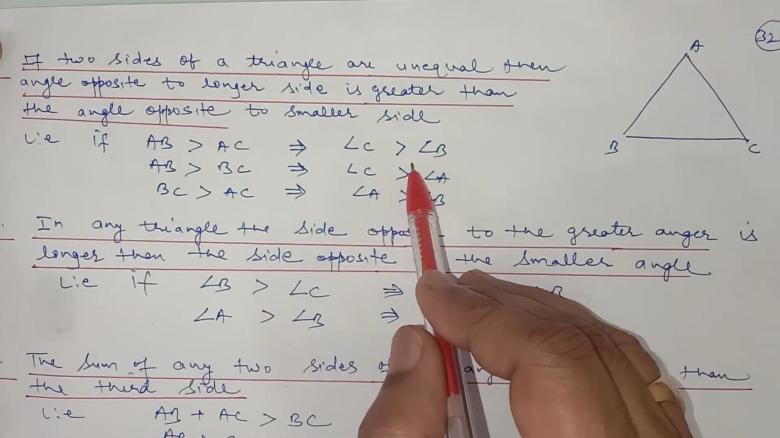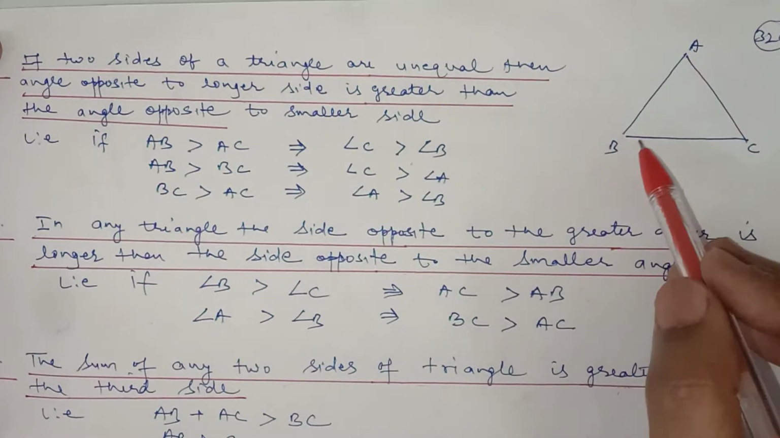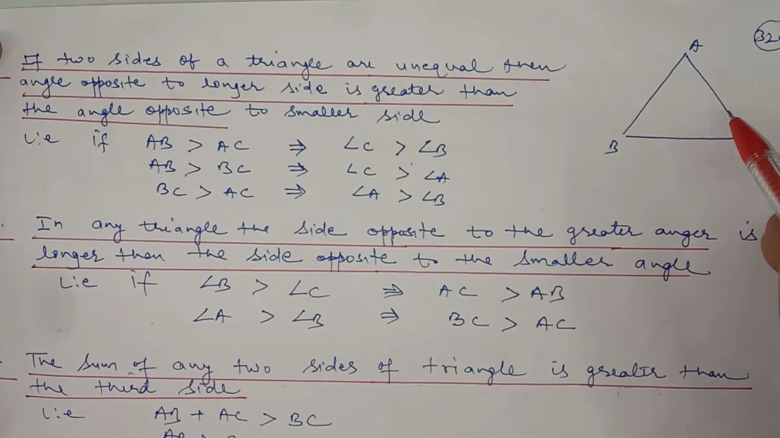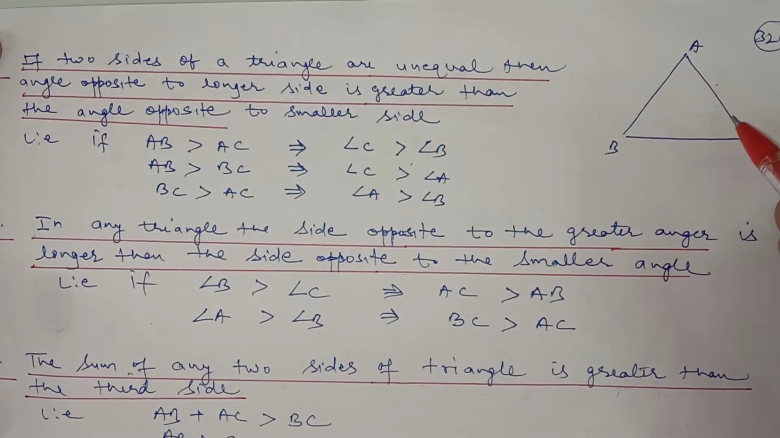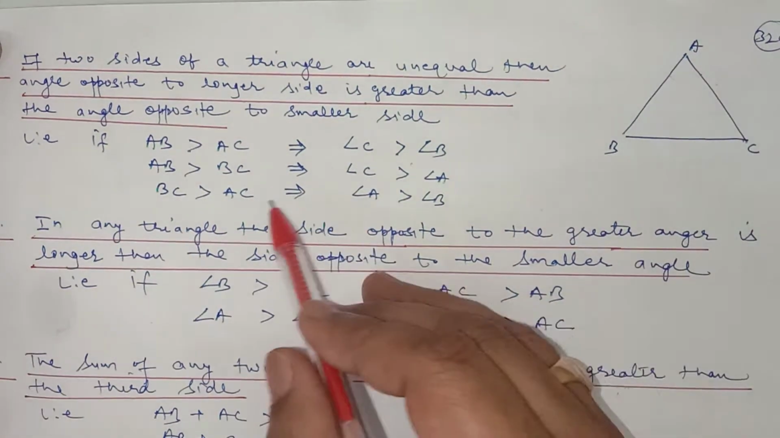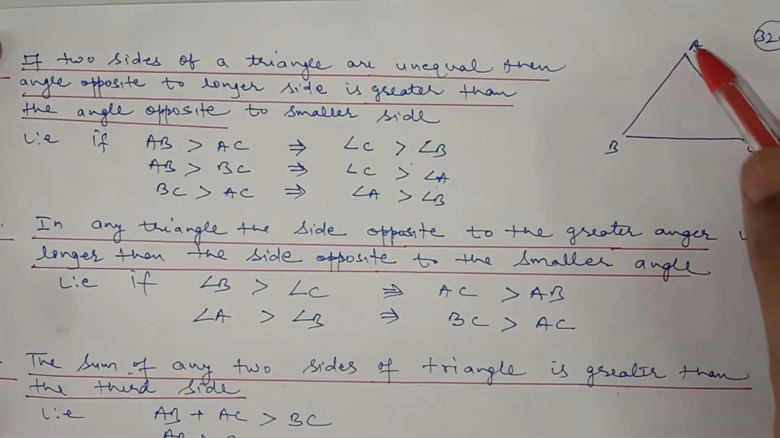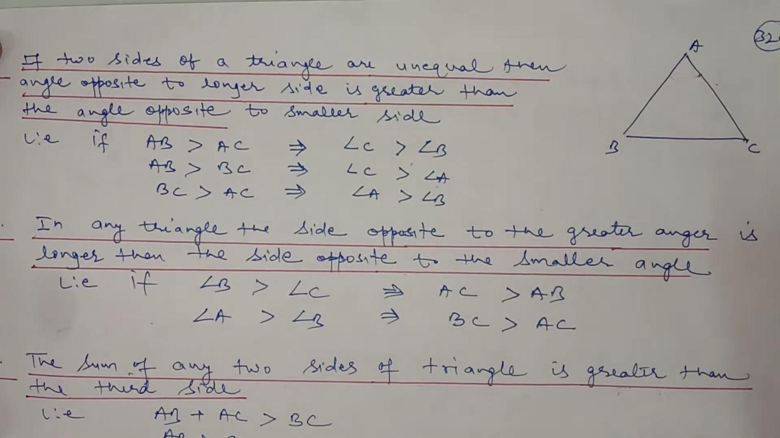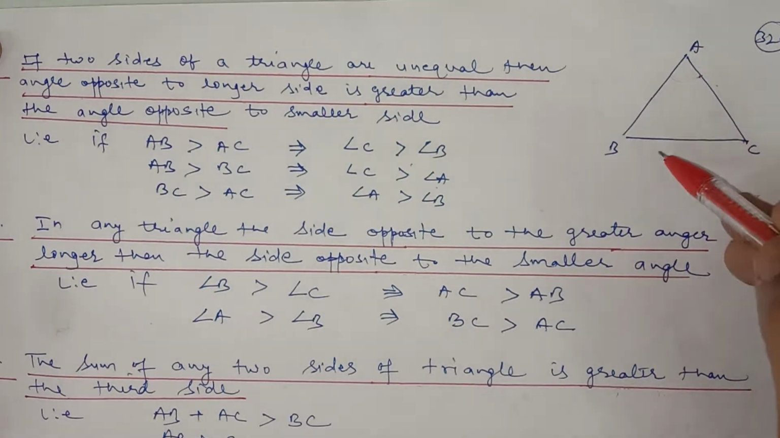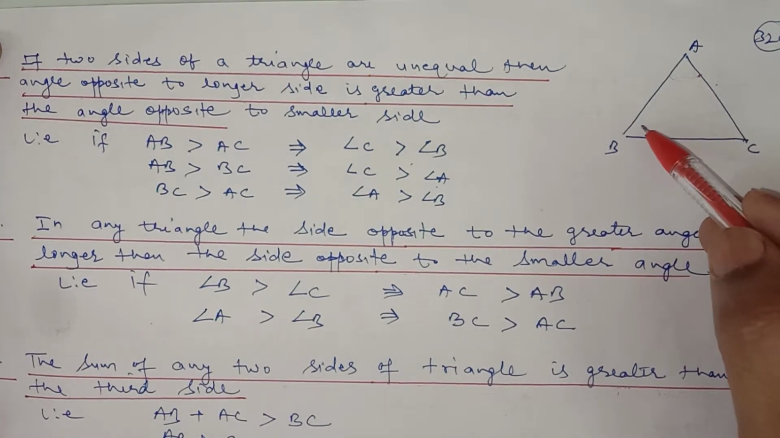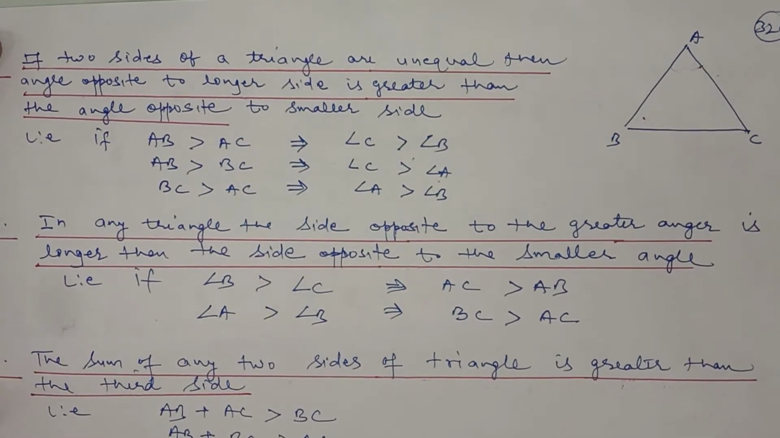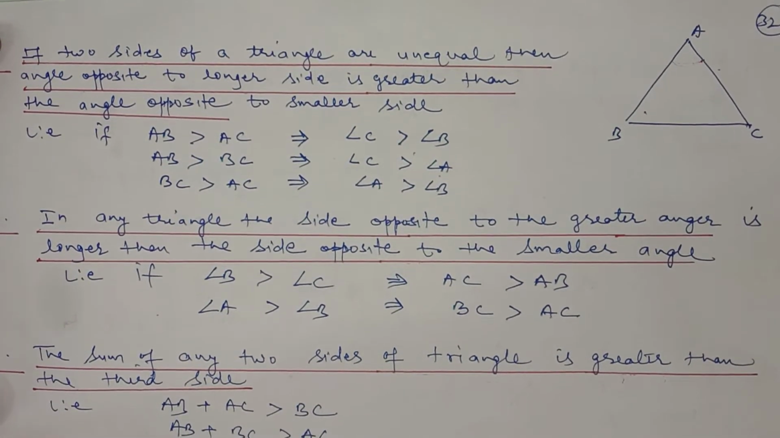Similarly, if AB is longer than BC, then the angle opposite to AB is angle C, and the angle opposite to side BC is angle A, then angle C will be greater than angle A. Similarly, if BC is greater than AC, then the angle opposite to BC is angle A, and the angle opposite to AC is angle B, so angle A will be greater than angle B. So we write like this: the longer side has a greater angle opposite to it.